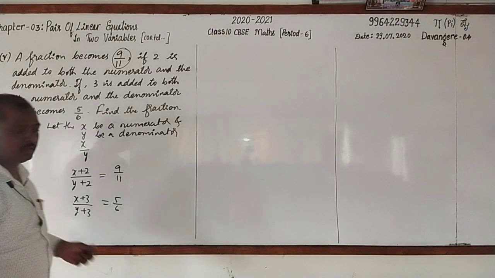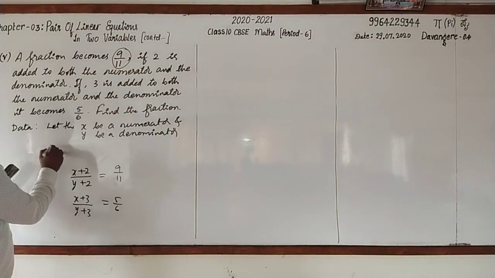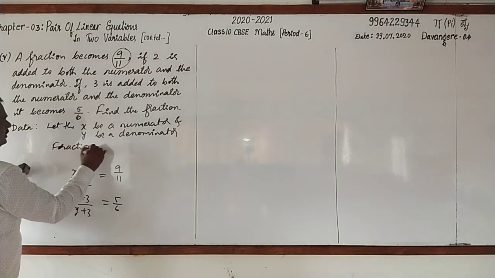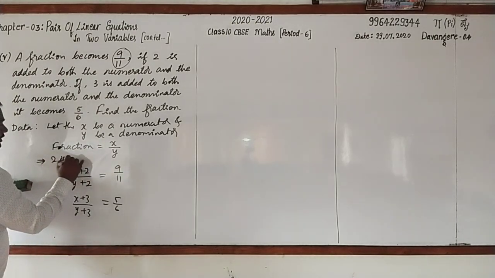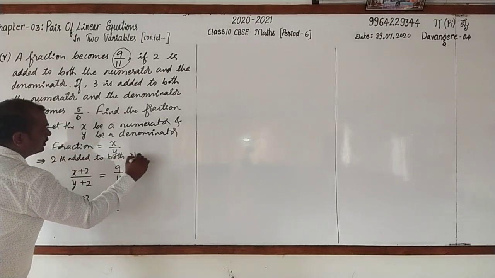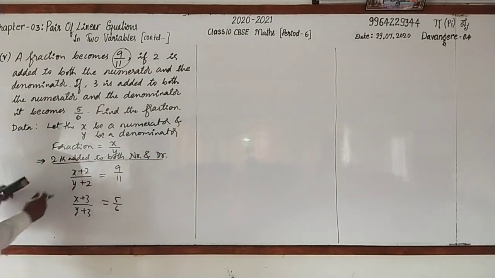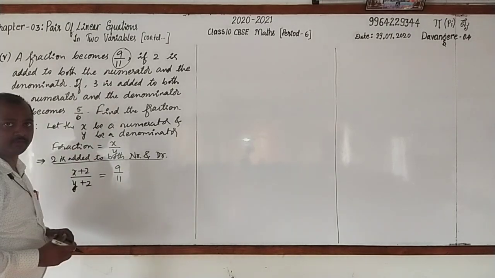Then what will be the fraction? Fraction will be x by y. Therefore, a fraction is equal to x by y. Then it has been given that 2 is added to both numerator and denominator. Then that can be written like this: x plus 2 by y plus 2. Then the fraction becomes 9 by 11.